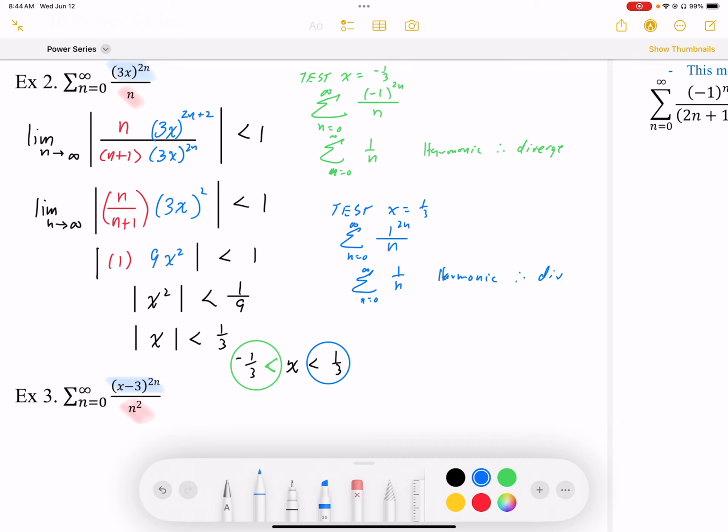Therefore, divergent. Okay, and that endpoint is also an open endpoint. So my interval is going to be from negative 1 over 3, open, to positive 1 over 3, and both endpoints are open endpoints.